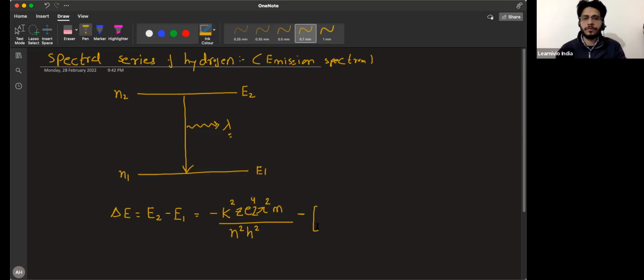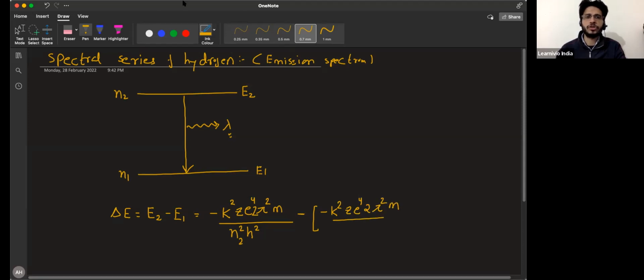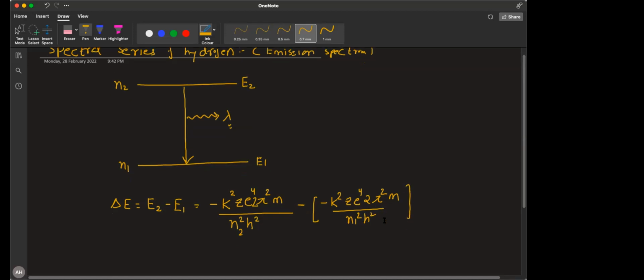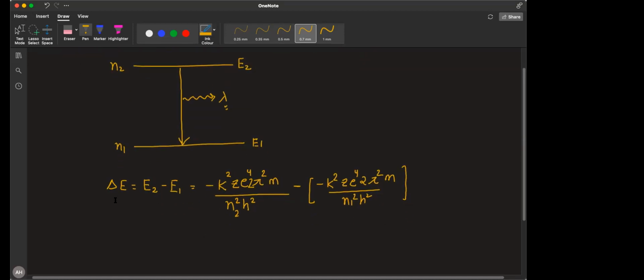Then this is minus of. See, this is 2, so we'll write n2 here. And this is minus of k square Z square e to the power 4, 2 pi square m over n1 square h square. We can write this delta E as h nu, Planck's constant into frequency. So this minus and minus will be plus.